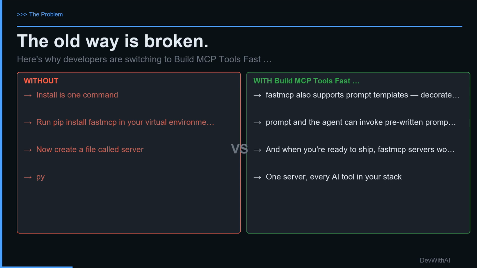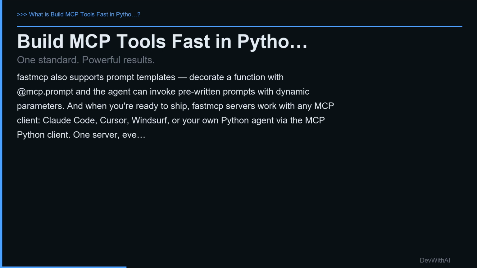Install is one command, run pip install fastmcp in your virtual environment. Now create a file called server.py. Import FastMCP from the fastmcp library and instantiate it with a name. Call it my dev tools. That single object is your entire MCP server. No config files, no separate schema definitions.